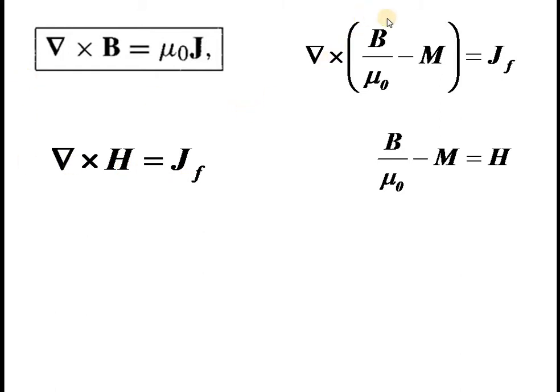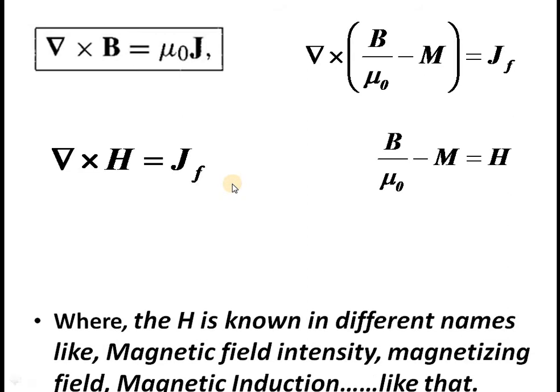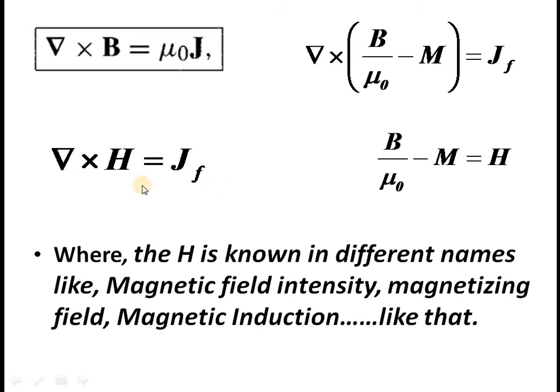Once we replace this bracketed term with H, you get del cross H equal to JF. Understand? Initially we had del cross B is equal to mu 0 J. Now that J got modified, because we have a magnetized object, there may be bound current. So in order to account for that bound current, we replaced our J with JF. So del cross H is equal to JF is the new Ampere's law. Understand? New Ampere's law in magnetized objects.